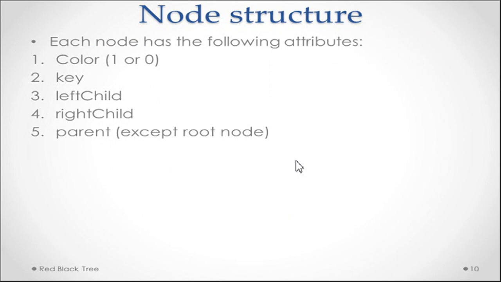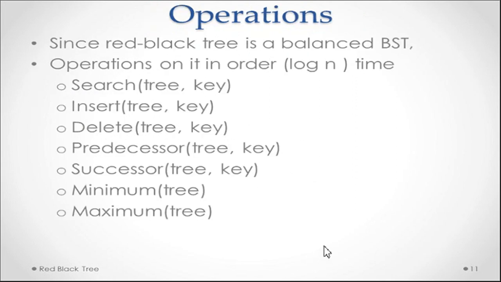Now over here each and every node has different parameters. Color is the main important one over here, and the others are the same as a BST, that is key, left child, right child. Parent is optional and we can consider it. Now the operations which we can perform on a red black tree are the same as BST: search, insert, delete, predecessor, successor, minimum, maximum.